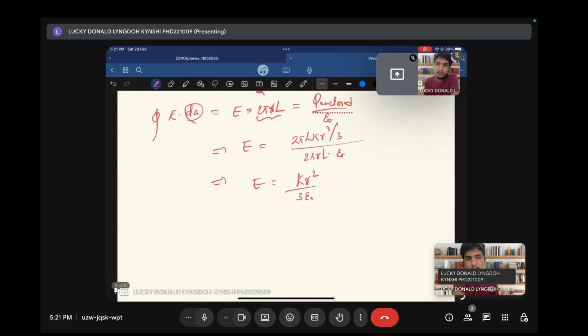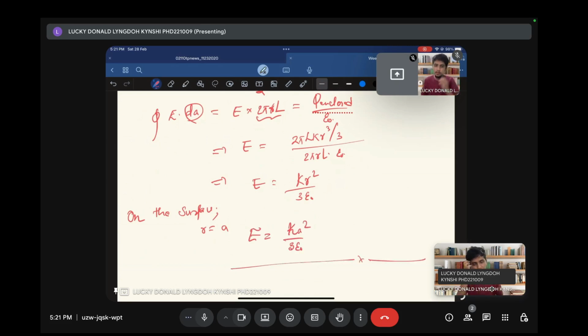Now if somebody asks what is the electric field on the surface, then what you need to do is put r equal to A. On the surface you have r equal to A, therefore electric field is simply k A square by 3 epsilon naught. So if the question asks what is the electric field, not at the center, but on the surface of the cylinder, you have to make sure that you are calculating the electric field on the surface at a radius r equal to A. So the electric field on the surface of the cylinder is given by this.